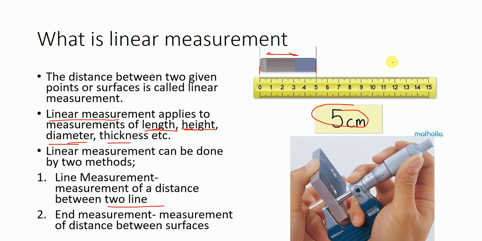Now in this diagram we can see that this one is the micrometer. This dimension of the object is measured here. How have we measured this thickness of the object? Simply, we have measured the distance between this surface and the surface opposite to it. Whenever we do such types of measurement where surfaces come into the picture, such type of measurement is called end measurement.